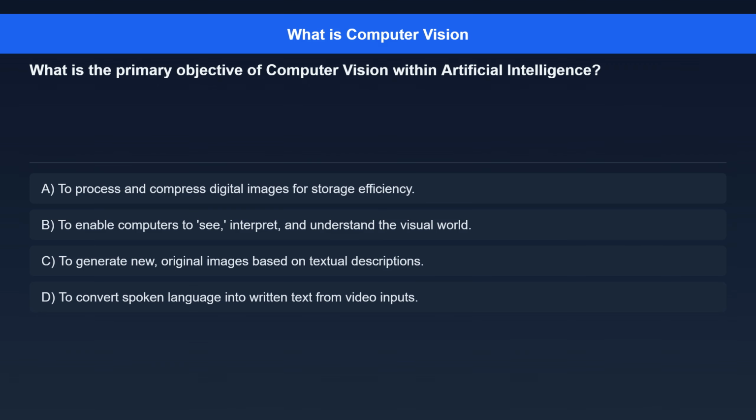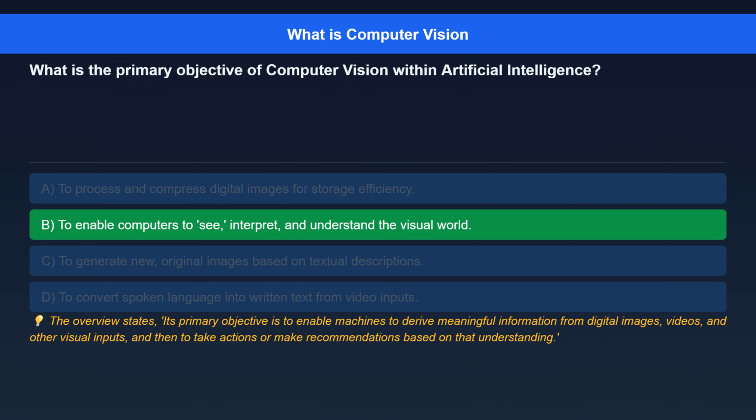Question 1. What is the primary objective of computer vision within artificial intelligence? Option A. To process and compress digital images for storage efficiency. Option B. To enable computers to see, interpret, and understand the visual world. Option C. To generate new, original images based on textual descriptions. Option D. To convert spoken language into written text from video inputs.